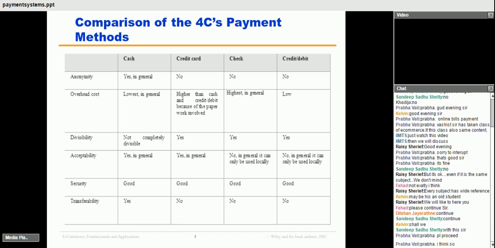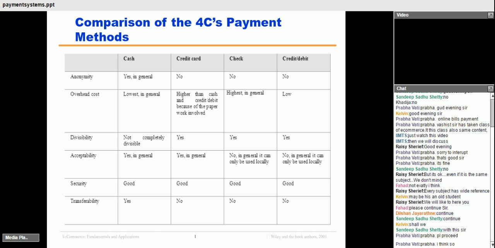What is the anonymity? Yes, in general we used to do it with cash. Credit, check and debit we used to do not naturally, but we prefer cash first if we have the cash in hand. What is the overhead cost? I mean, it's lowest in general. There is no overhead cost. There is no overhead in terms of cash.